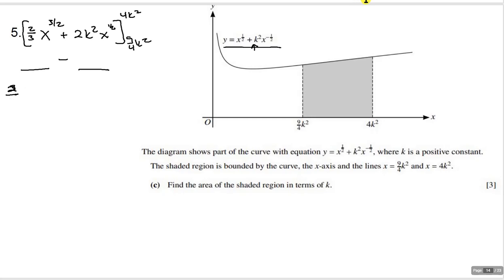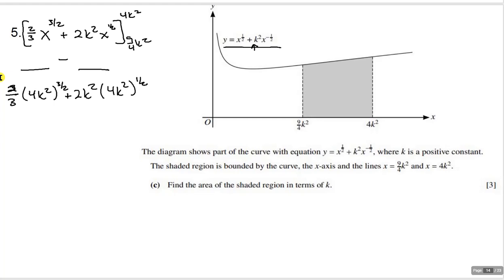All right, so 2/3. And then I'm going to put this in here. So it's going to be 4k squared to the 3/2, and then it's going to be plus 2k squared. And then I'm going to put this in here. So it's going to be 4k squared to the 1/2, right?